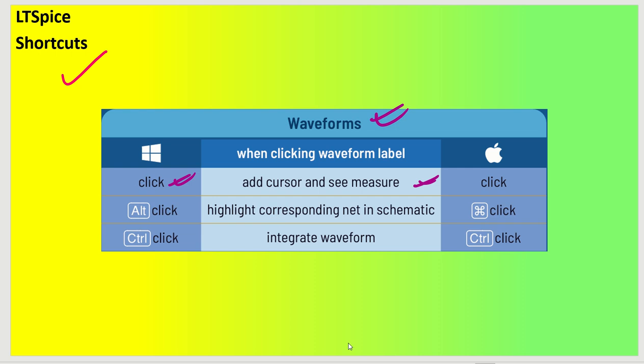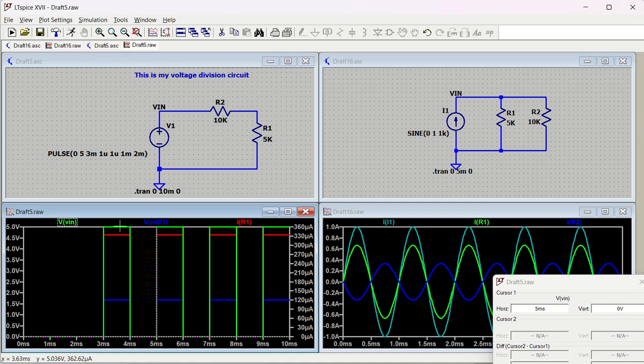alt click, then it will highlight that, right? So you have to do alt click, then it will highlight that particular node. Okay. So this is highlighted, your yellow color, this is highlighted. As you can see, let us say I want to put this one, alt click, then this one is highlighted, like a red color is current through R1. Okay.